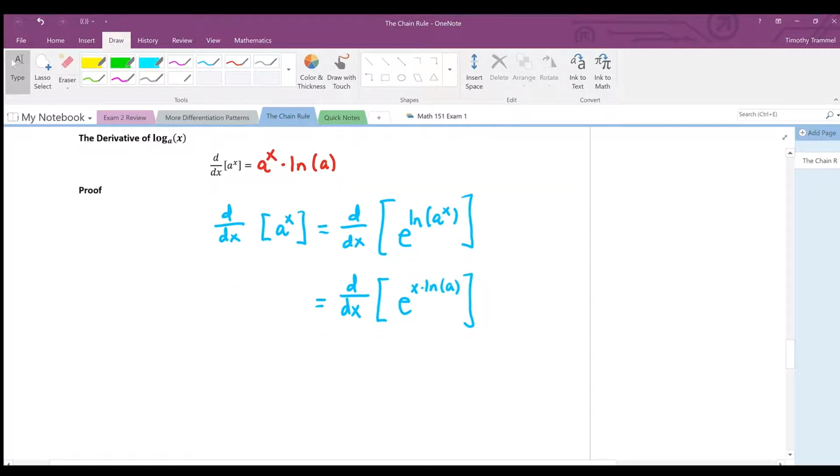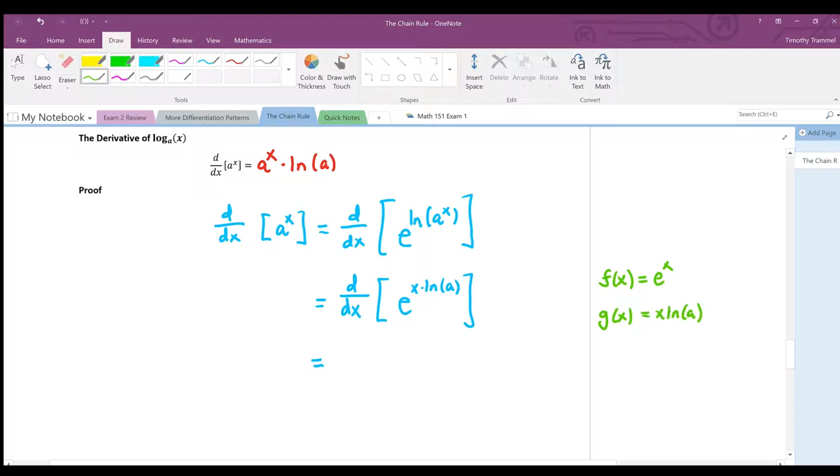Okay, and it's looking good so far. Next, we can use the chain rule. Okay, the chain rule, we just learned it, right? Our outer function is e to the x, and the inner function is x times the natural log of a.